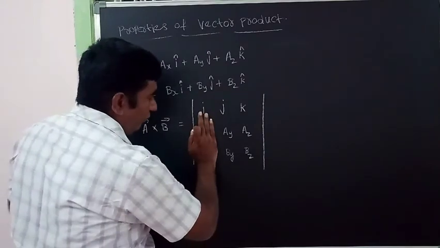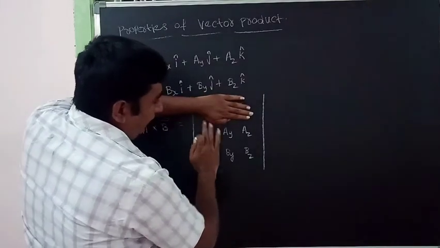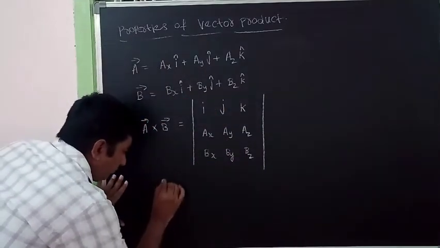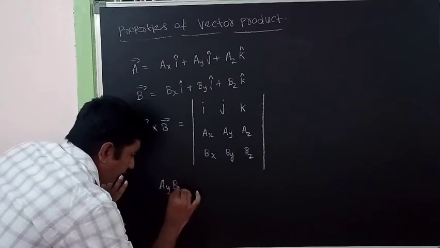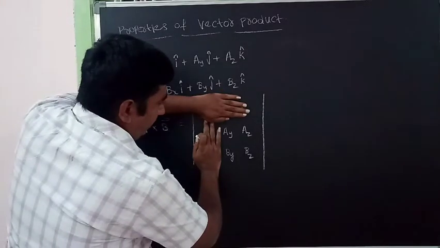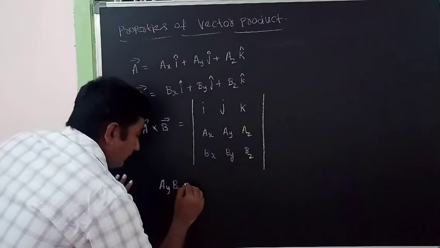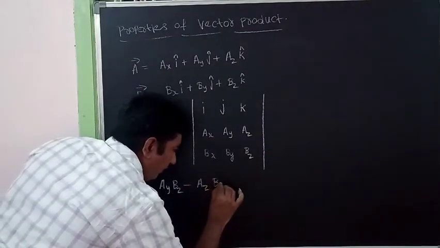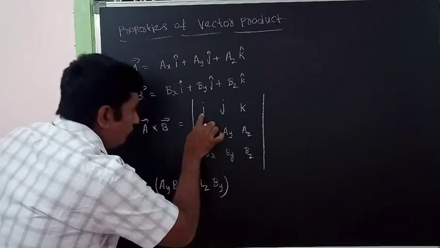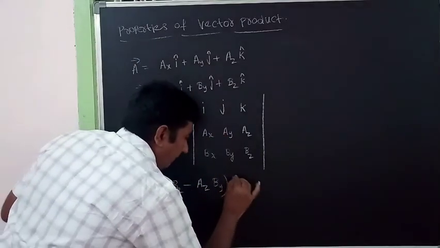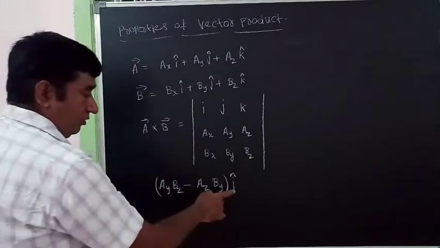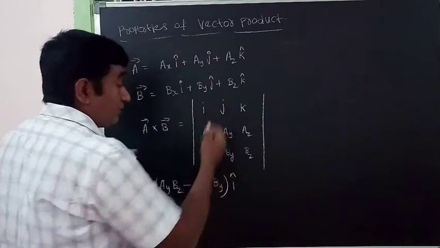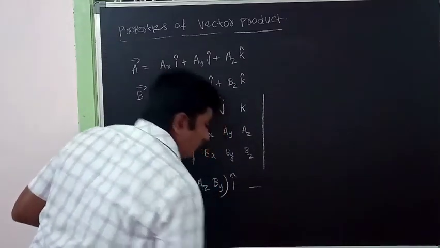So I close this row and column, and then cross multiply: ay into bz, minus az into by. That term goes with i cap, that means along the x-axis. While taking the next term, we should take it as a minus.